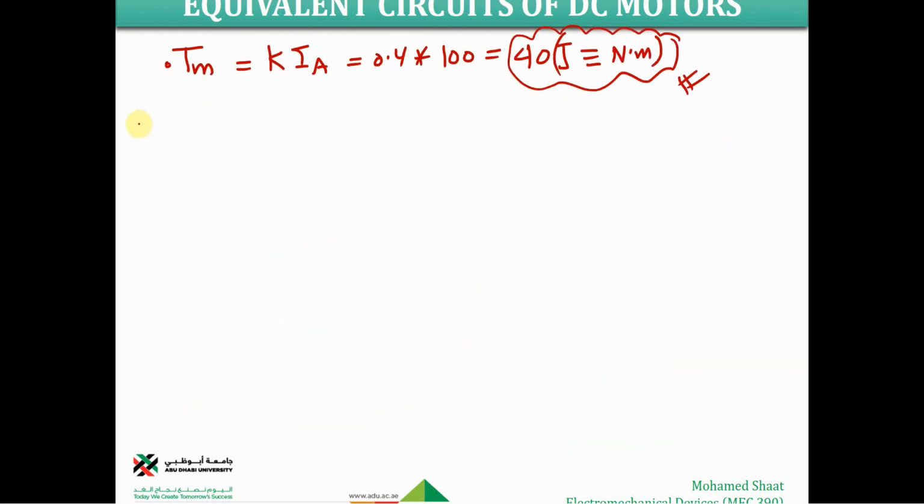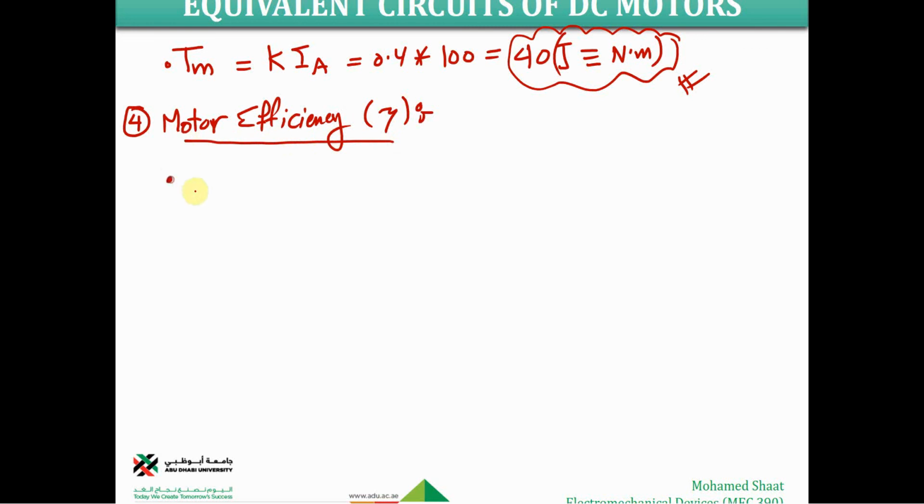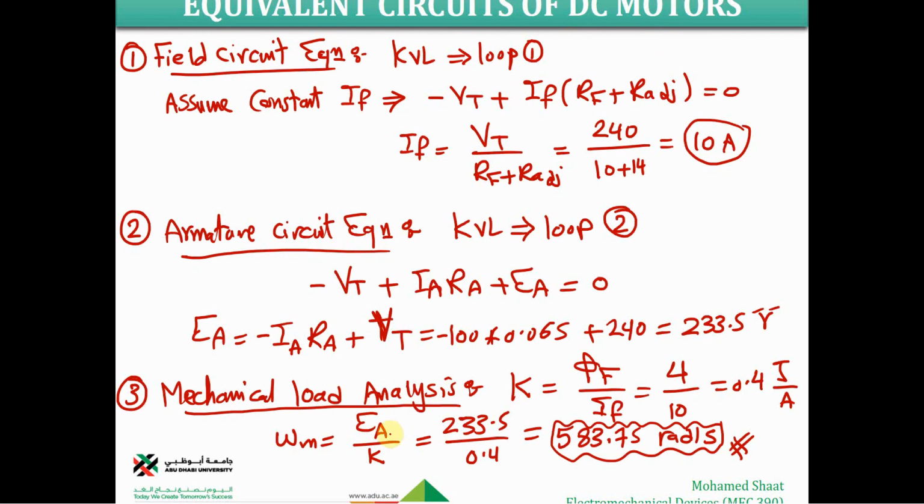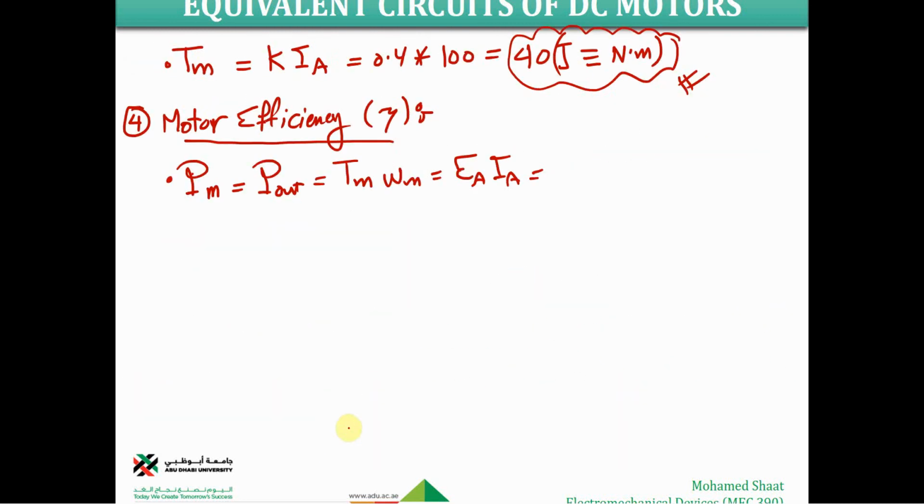Then how about the efficiency of the electrical motor? So now we're going to work on the motor efficiency, which is eta. To calculate it, basically we have to calculate the input power and the output power as well, right? So the output power of the electrical motor, which is P output, should equal Tm times omega m, which is going to be EA times IA according to our definitions of omega m and Tm, right?